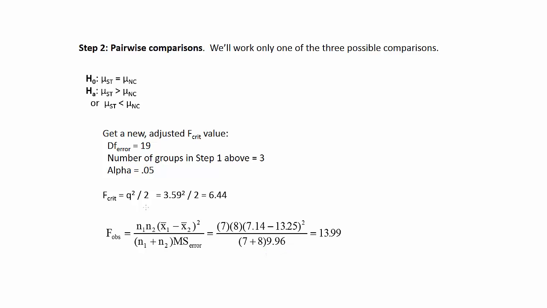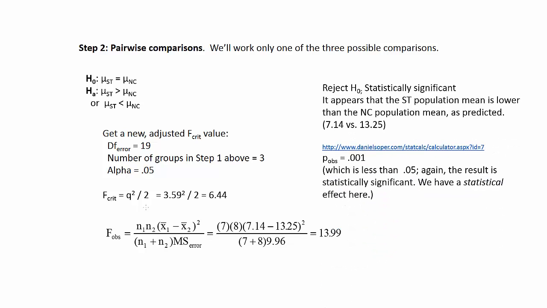Now that's a pretty substantial F value. It's larger than the 6.44, so it is statistically significant. So we reject the null hypothesis, and it appears that the ST population mean is lower than the NC population mean as predicted. So notice the 7.14 versus the 13.25, as you can see even in the equation there. So we have a significant finding in the predicted direction.